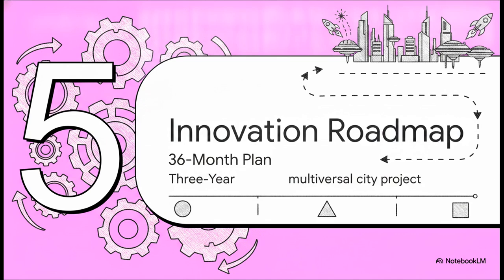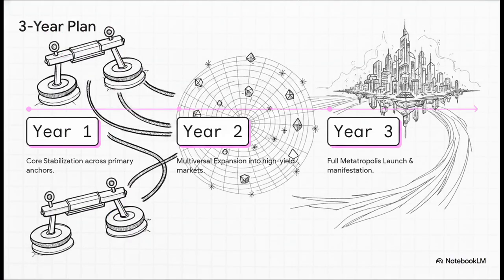That brings us to Section 5, our 3-year innovation roadmap, detailing the next 36 months. Our 3-year plan lays out a highly actionable path forward. Year 1 is dedicated entirely to core stabilization, rolling out those Sector L5 dampeners across all primary anchor points to ensure absolute safety. Year 2 triggers our multiversal expansion, utilizing that cosmic grid to tap into the high-yield market nodes we just talked about. And finally, Year 3 culminates in the full Metropolis launch. It's a clear, concrete, 3-phase escalation from hardware deployment right to the ultimate manifestation of the city.